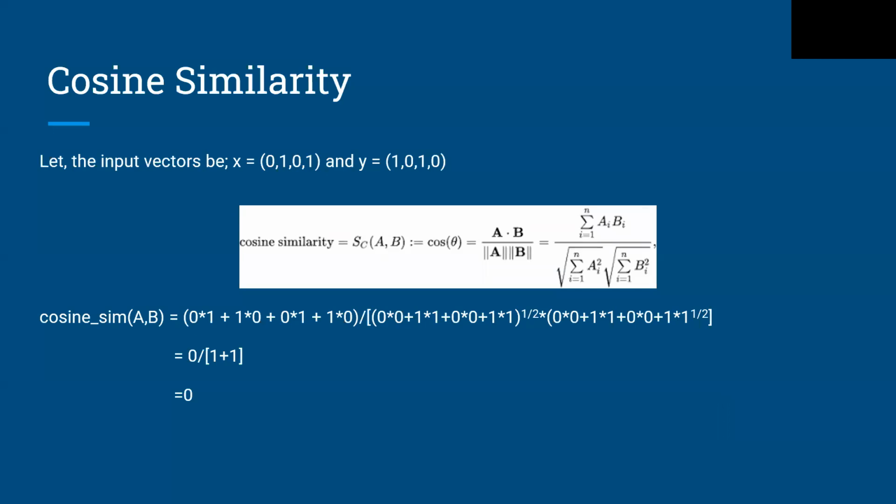Here, the numerator is summed up to 0 and the denominator is summed up to 2, that is 1 plus 1. As the numerator is 0, no matter what the denominator is, the result shall be 0. Hence, the cosine similarity of given vectors x and y shall be 0.